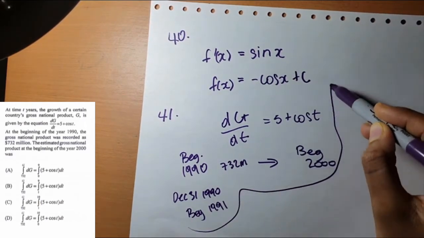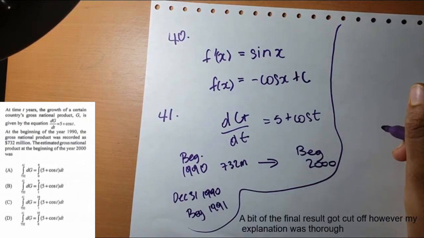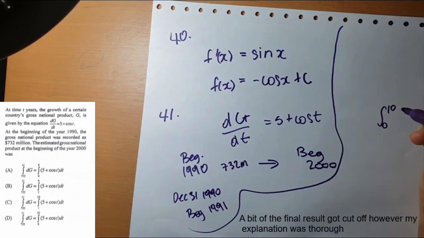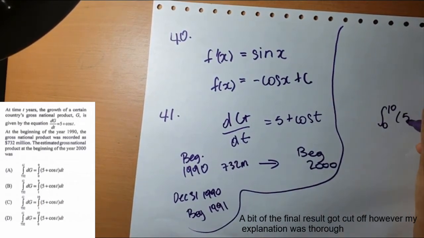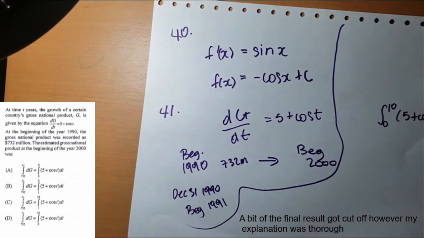So yeah, that's all the rough work. So they want the estimated GNP at the beginning of the year 2000. So that would be the integral from 0 to 10, because it's 10 years, of 5 plus cos t dt. So that's the growth rate.